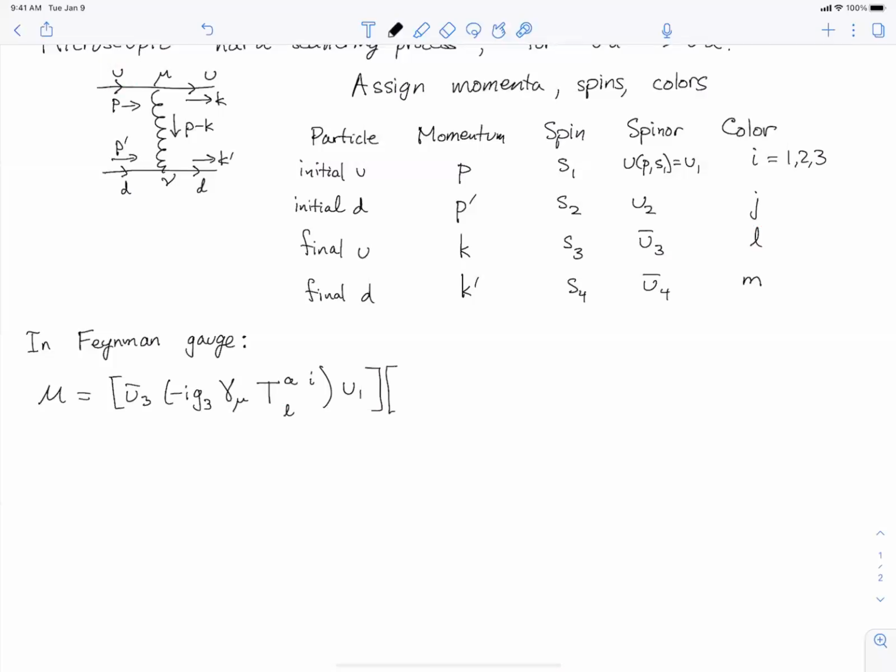Okay, then we can follow the down quark line similarly, and that looks like this. u bar 4 minus i g3 gamma nu T^B mj from the colors, and then u2. So maybe I should have also, the Feynman diagram's getting a little crowded, but I should label this gluon line here as A, and this one as B.